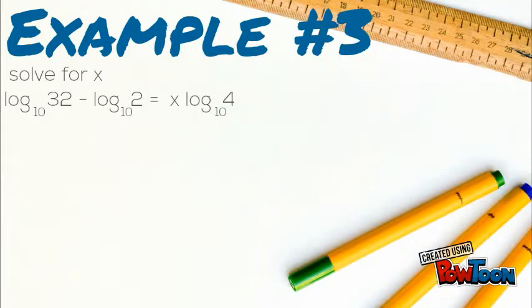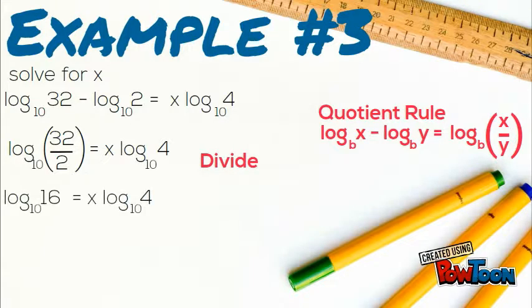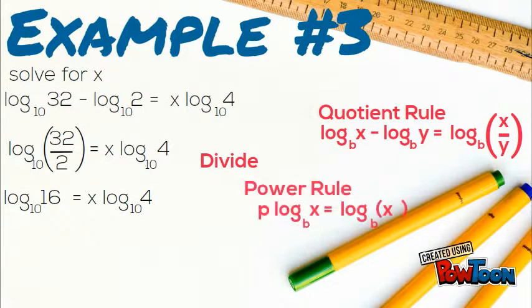Okay, moving on to example 3, we're going to solve for x, but this time we're going to start off using our quotient rule. We have 32 divided by 2, we know that's 16. And then we're going to use our power rule, and we know 16 equals 4 to the x power, and x equals 2.